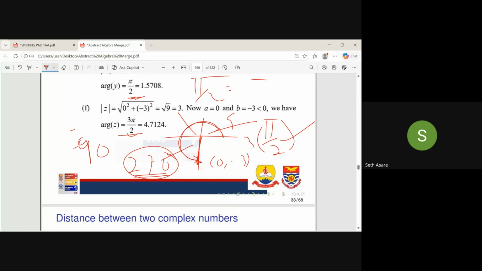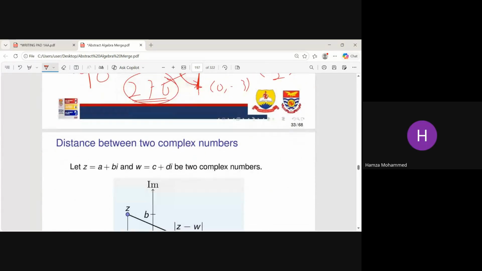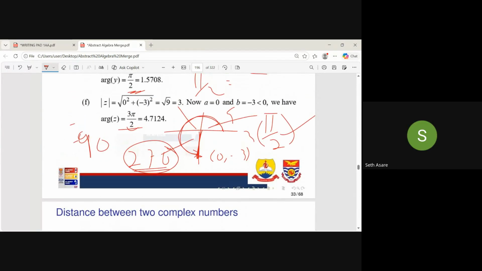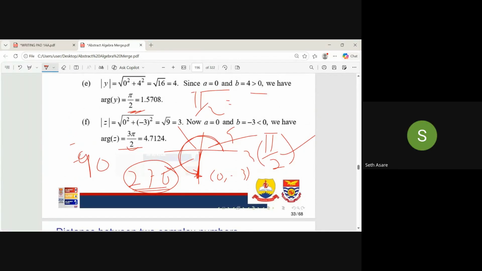All right. But sir, we are supposed to work in radians, right? Yeah, that's what we are trying to do, because angles were measured in radians, and we are converting them into degrees.